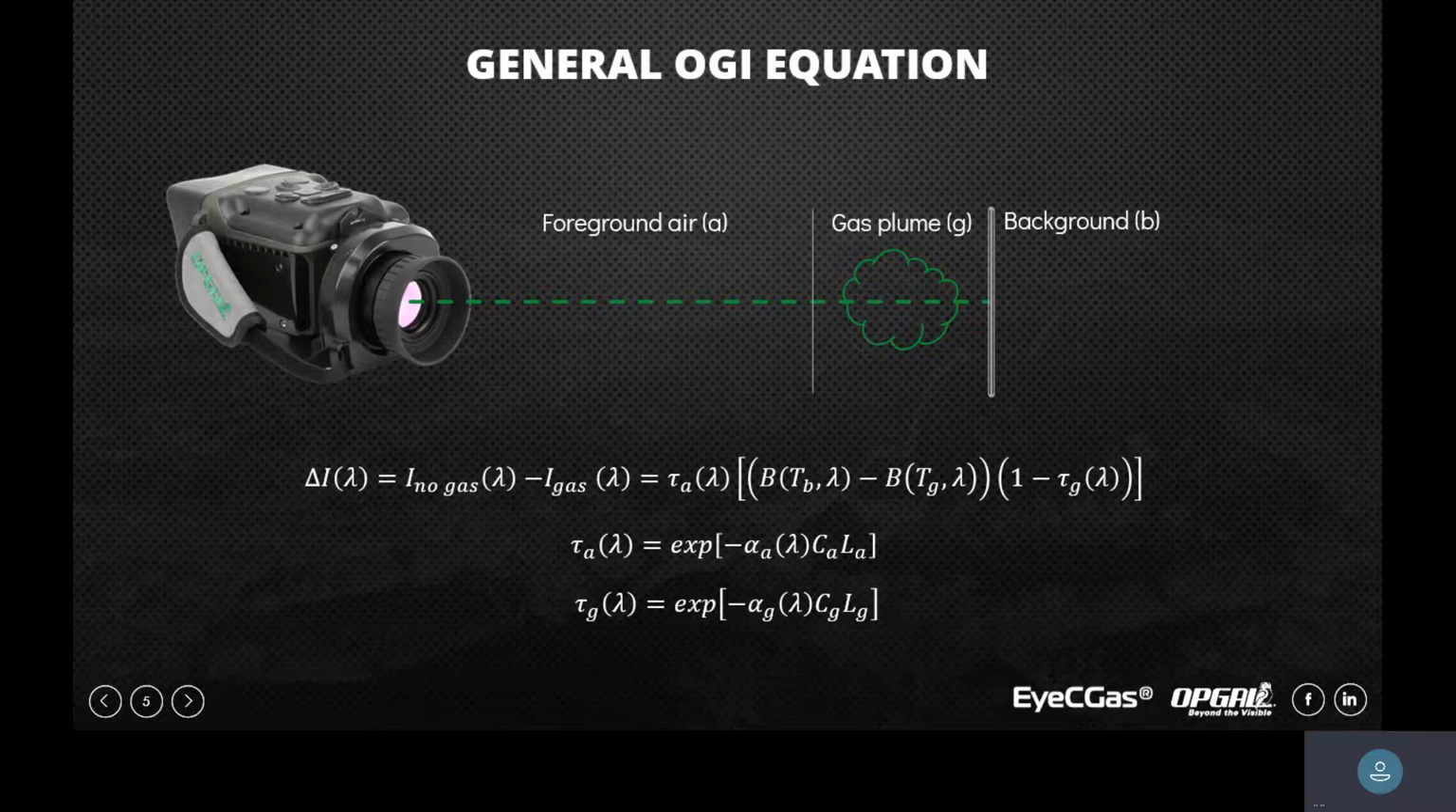And I want you guys to look at it as the absorption coefficient spectrum. It's a function of lambda. It's a full spectrum of the absorption coefficient times the concentration times the width of that plume. LG is the width of that plume. So you can see that this transmission here is a function of concentration and width of the plume.